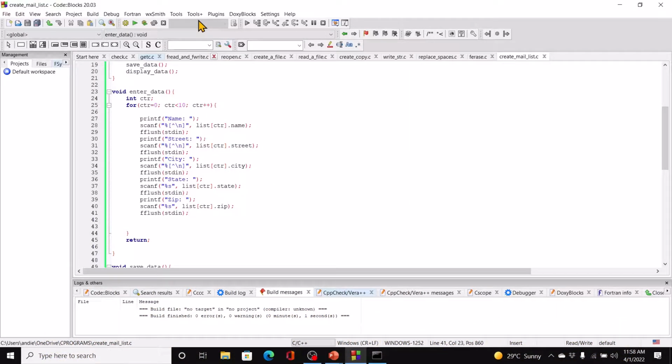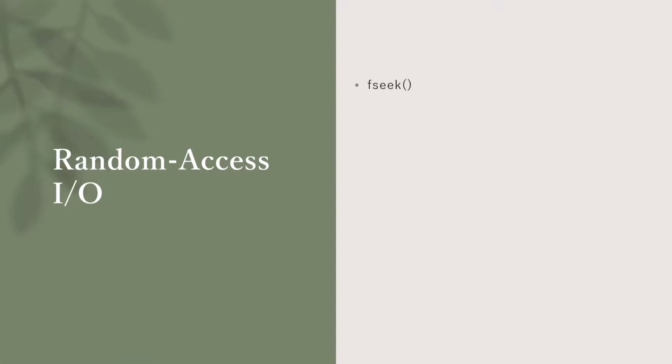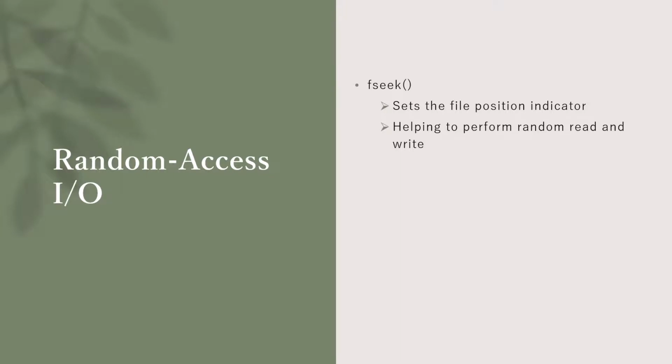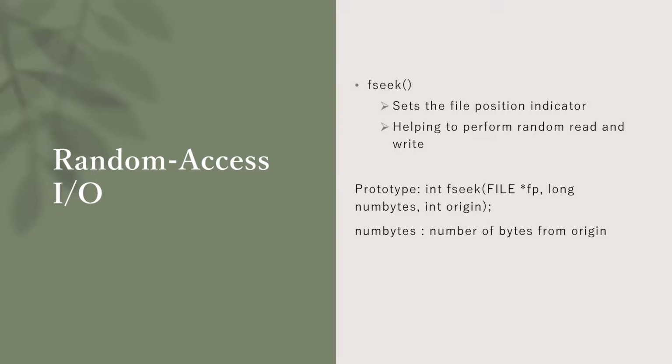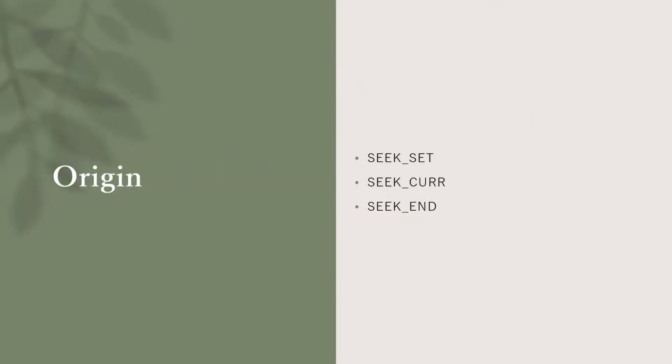So now moving on, random access IO. We use fseek, which sets the file position indicator at a specific byte, helping to perform random read and write. Prototype is int fseek, returning an integer, taking as parameters file pointer, long num bytes, that's a long type, and int origin. What origin is, we will see later. Num bytes is the number of bytes from origin. Returns 0 if successful, non-zero if failure.